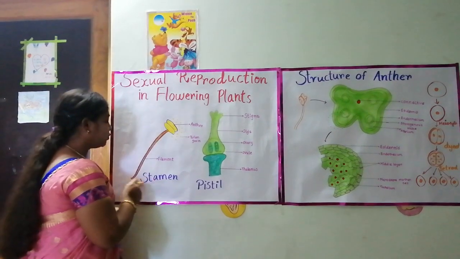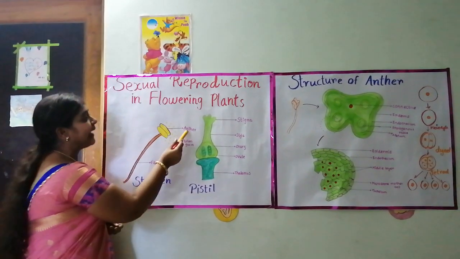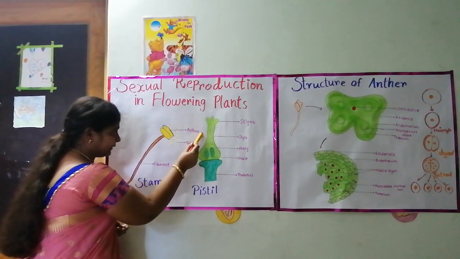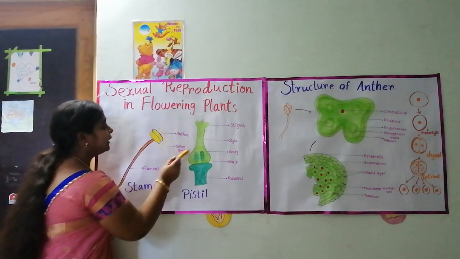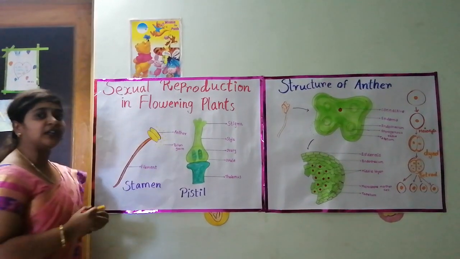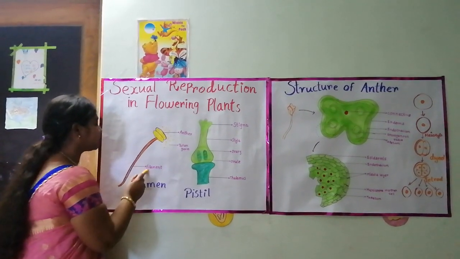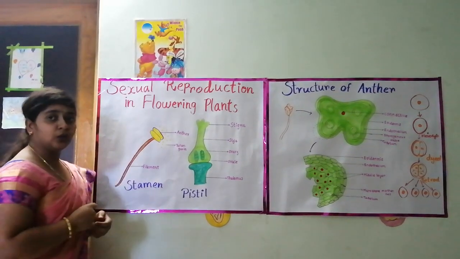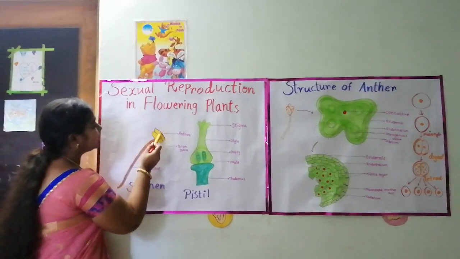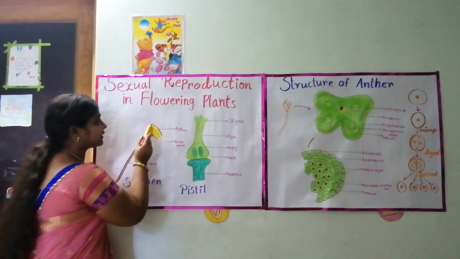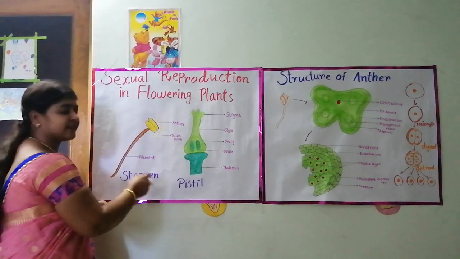If we come to the structure of the stamen, what are the main parts present? The anther is the major part involved in reproduction, and the pollen grains are the small tiny particles present in the anther. The filament is a tube-like structure which holds the anther. The anther is a bilobed structure connected by a tissue called the connective. So this is about the stamen.